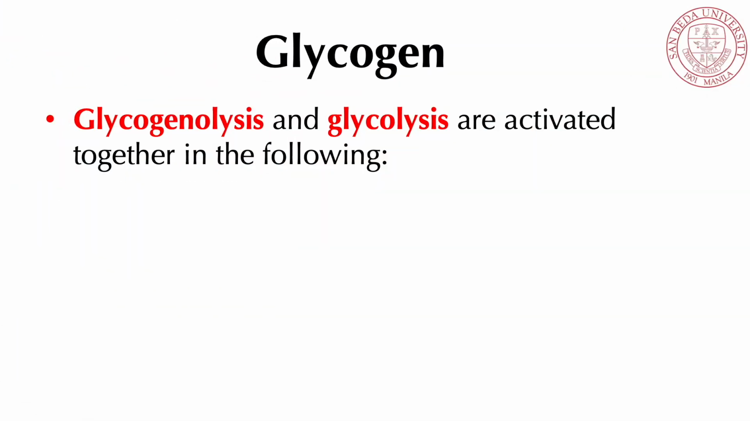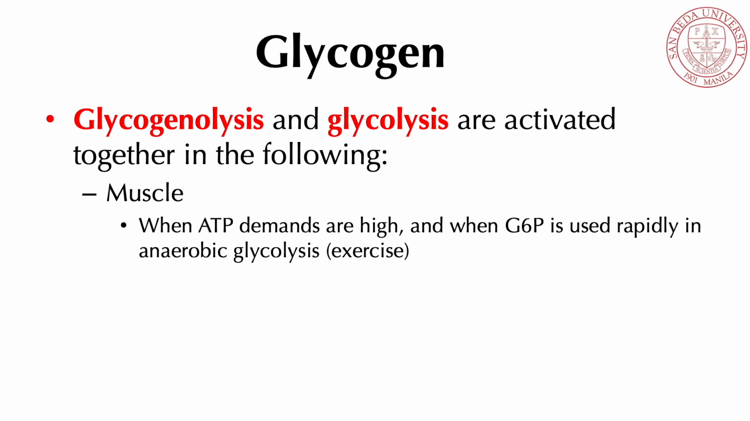Now, triggers for simultaneous activation of glycogenolysis and glycolysis generally depend on the type of tissue. In skeletal muscle, this occurs when ATP demands are high and when glucose 6-phosphate is being used rapidly in anaerobic glycolysis, as what happens during exercise.